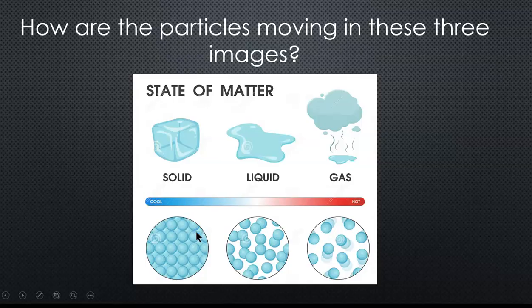Today, we're going to talk about particle motion. We know that everything is made up of matter, and that matter consists of particles. Now, matter can be found in either a solid state, a liquid state, or a gas state. We've also studied the idea of plasma, but today for particle motion, we're just going to be focusing on solids, liquids, and gases, and how the particles are moving in these three images.